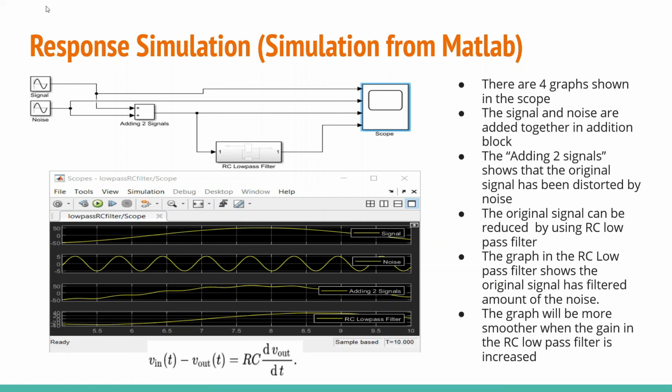As you can see, the original signal that contained noise has been reduced by the RC low-pass filter. The graph of the RC low-pass filter shows that the original signal has had a large amount of the noise filtered out. The graph will be smoother when the gain is increased in the RC low-pass filter. That's all from me. Thank you.